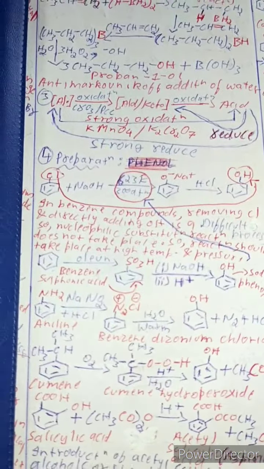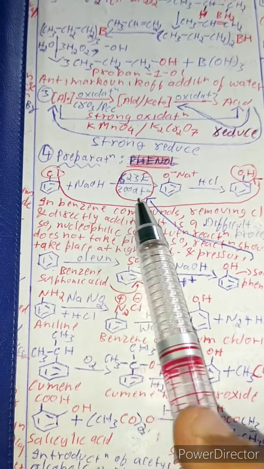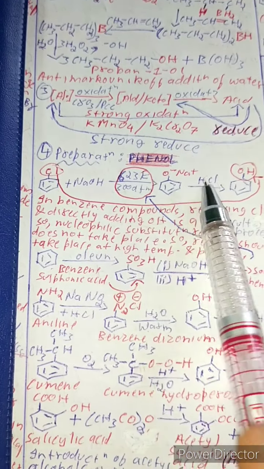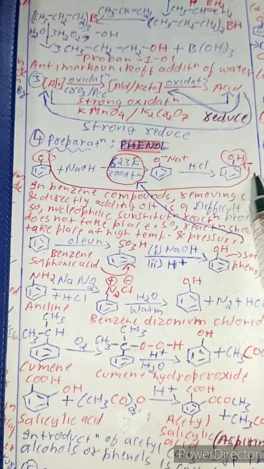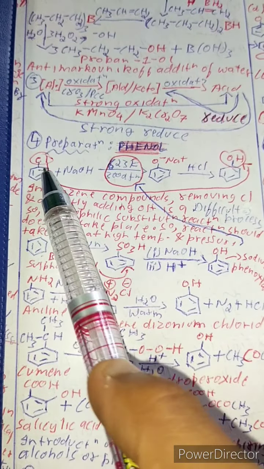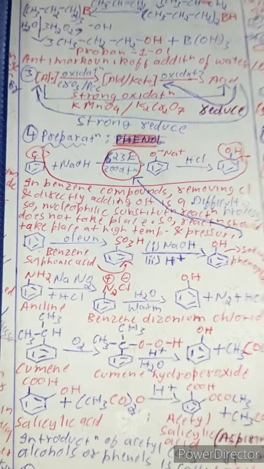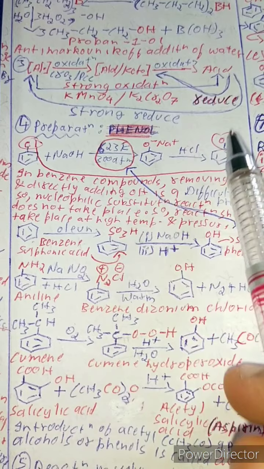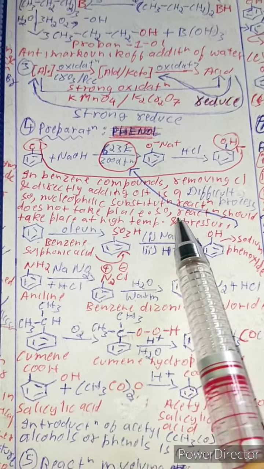And preparation of phenols. Now this is chlorobenzene, in the presence of NaOH at this temperature and pressure gives this intermediate, and in the presence of HCl gives phenol. From this to this reaction, you have to know that it's a very difficult process. In benzene compounds, removing Cl and directly adding OH is difficult, so nucleophilic substitution reaction does not take place.